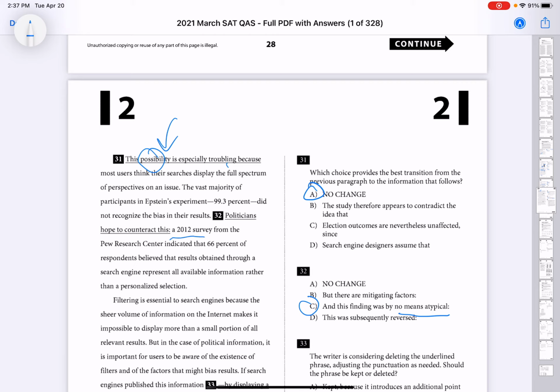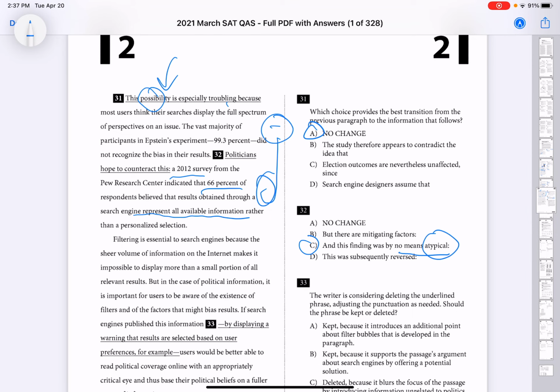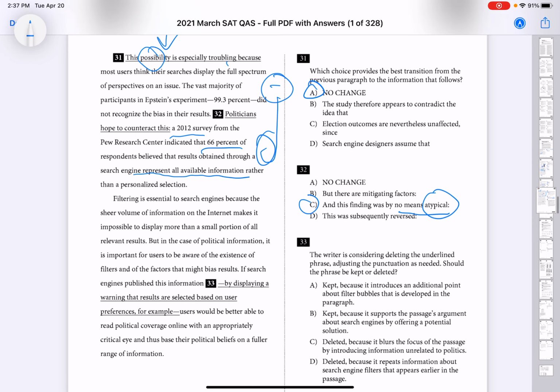"A 2012 study from Pew Research Center indicated that 66% of respondents believed that results obtained through a search engine present all available information." So they're saying that this result that was over here is not special because there was another survey that had similar ideas. So you want to say that it's not atypical. Yes, it's not atypical. 33.